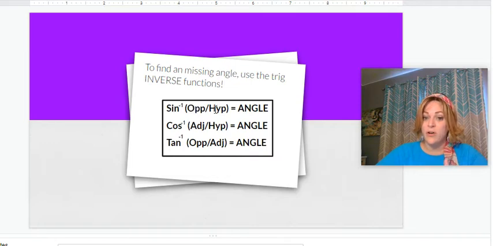Take whatever the opposite over the hypotenuse is. So take opposite divided by hypotenuse. And once you plug in that sine inverse, that's how you get the angle. Same thing, cosine inverse, divide adjacent over hypotenuse, and you will get the angle. Tangent inverse, opposite over adjacent, and you would get that angle.